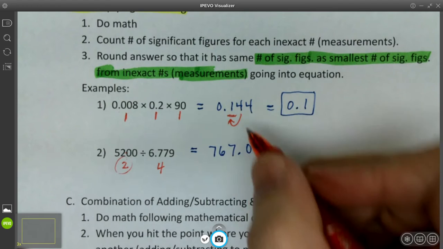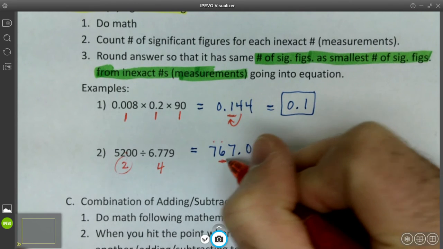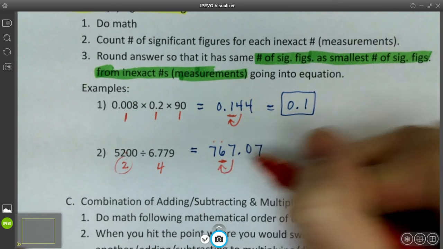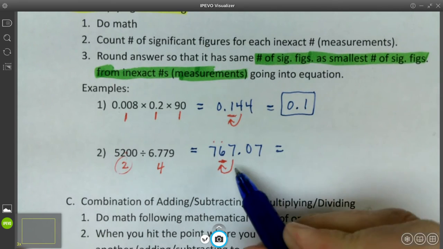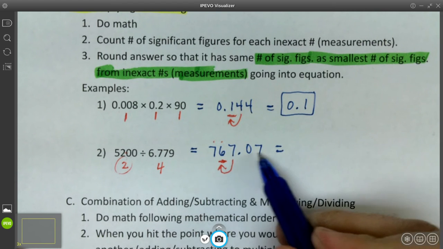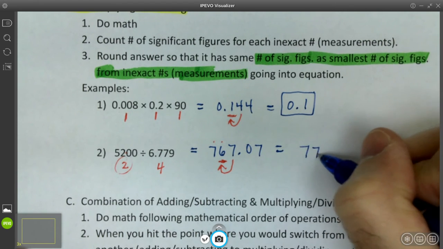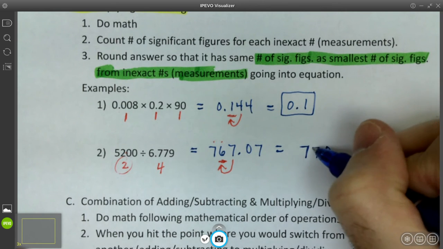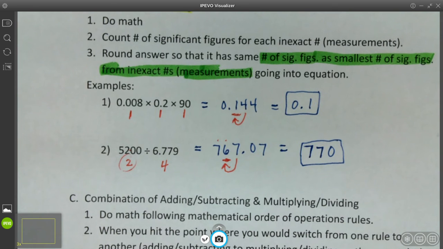So we're going to keep the first 2, the 7 and the 6. So we're going to round to the 6. Does the 7 round the 6 up? Yes, it does. Remember, we're just doing normal math rounding. So we want to round 767.07 to the tens spot. So 770 would be our answer. And that's how you do the multiplying and dividing rule. Honestly, it's a lot easier.